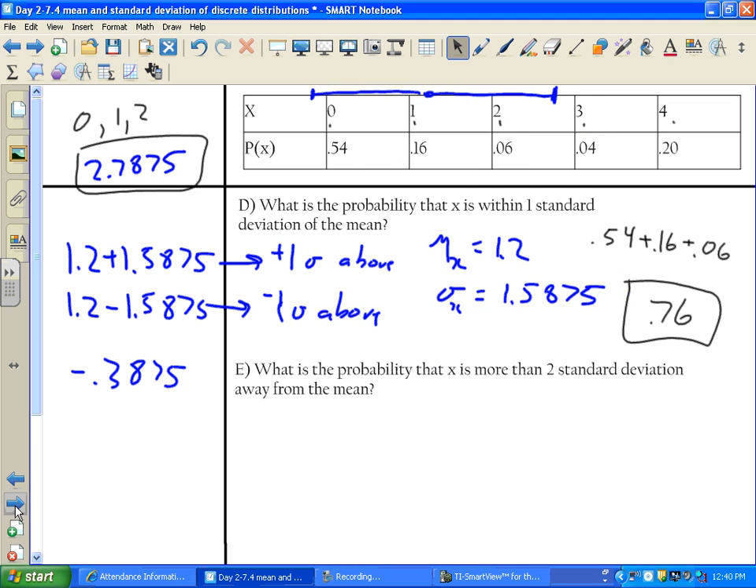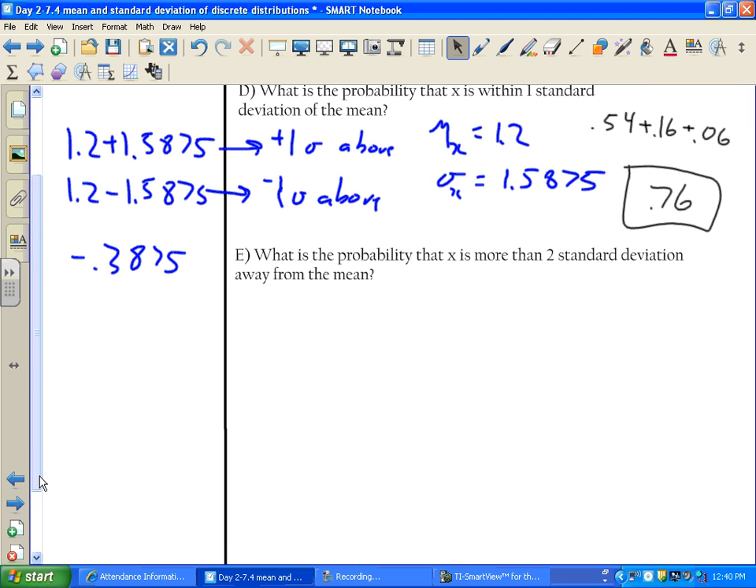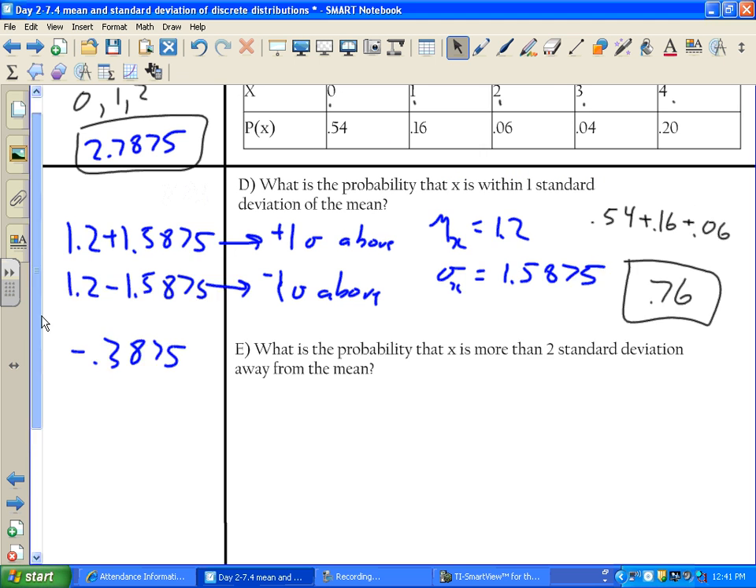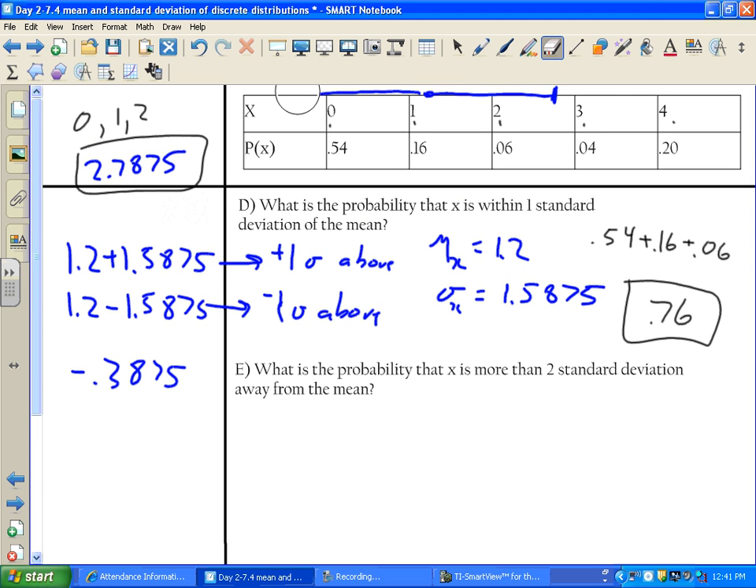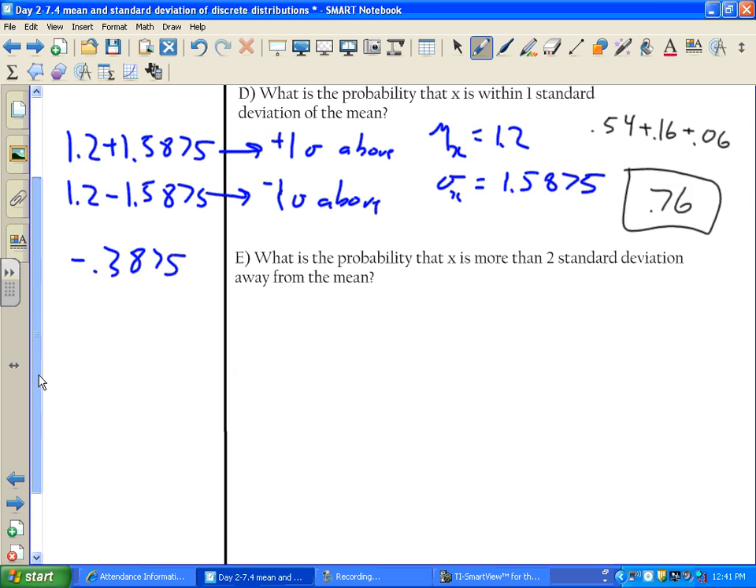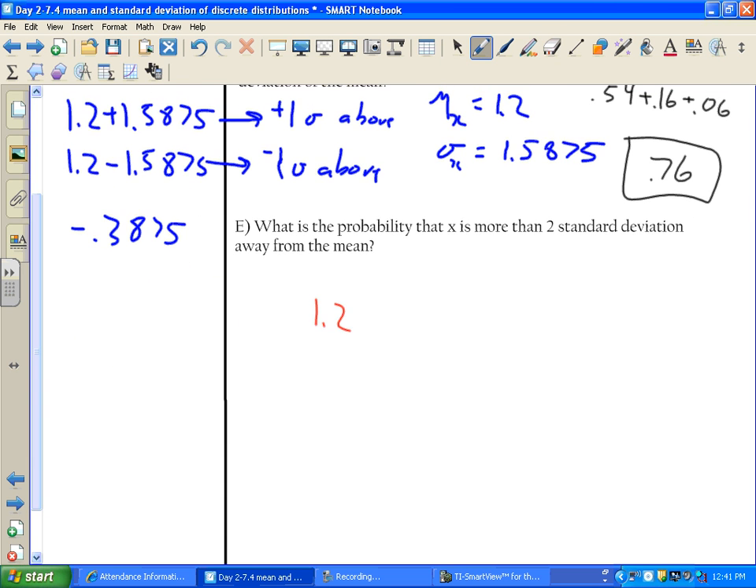All right, next part. What is the probability that x is more than 2 standard deviations away? Usually after you see the first example, you can see how the rest of it's going to go. Now I want what's outside of 2 standard deviations. So we really got to figure out the breakpoints again. And this time it's going to be 1.2 plus 2 standard deviations and 1.2 minus 2 standard deviations. Do we see how we're getting those breakpoints again?